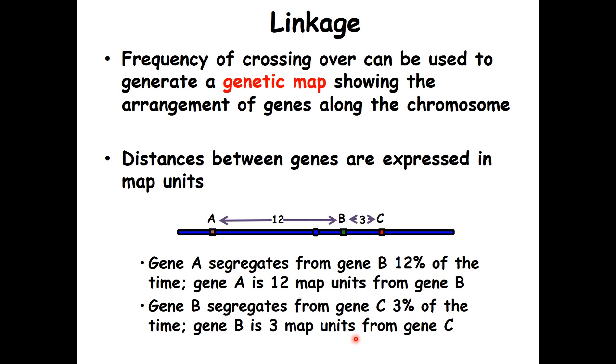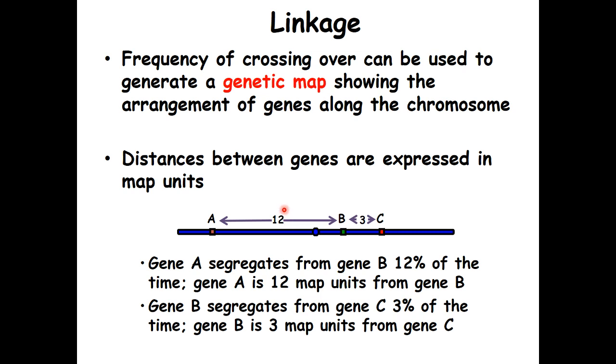Now, based on the crossing over probability, which is a percentage, you can figure out a genetic map between genes, okay? So here's an example. Here blue is the chromosome. We have 3 different genes, A, B, and C. The information given here is that the chance of A segregating from B is 12%. In other words, the chance of A and B separating during meiosis is 12%. So a 12% chance of crossing over could happen.